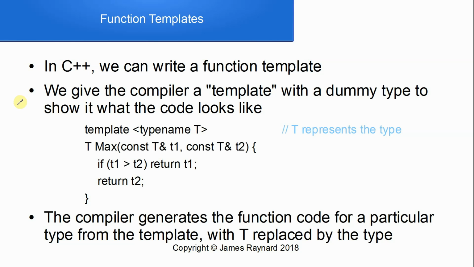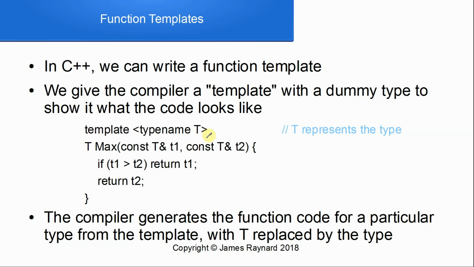We give the compiler a template to show it what the code looks like, and we use a dummy type T, so instead of putting a double or string I put capital T here. It's just a convention that it has to be capital T. It could be anything really, but people always use T.